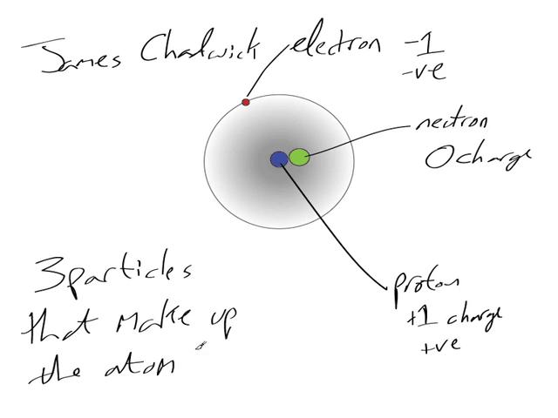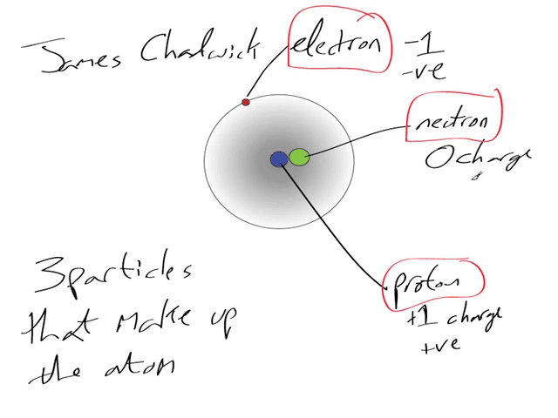Atom. Now I do apologise for my spelling, but the pen doesn't help. There are 3 particles in an atom, and they are the proton, the neutron, and the electron. I'll just circle this in a different colour. Okay, they're the 3 particles that make up an atom.